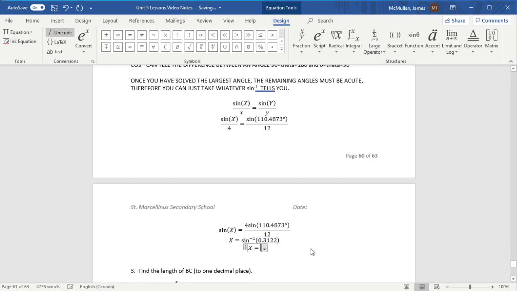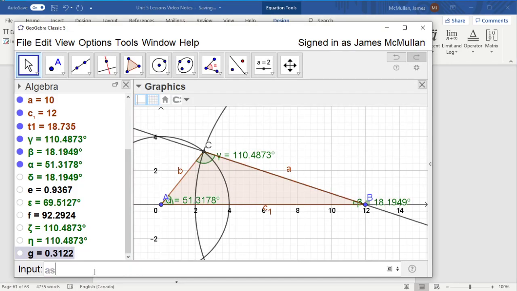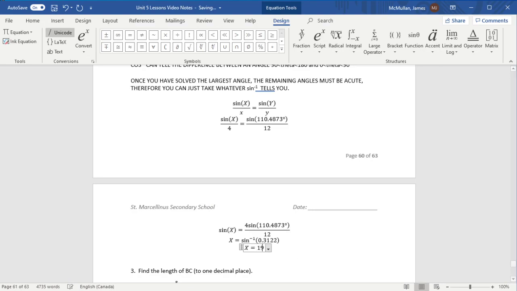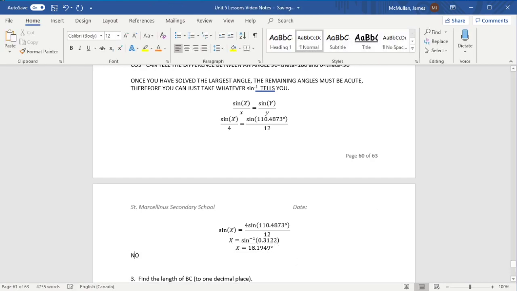Now, when you inverse sine, you get beta, right? So inverse sine of that, and we find out that beta is 18.1949. And there is no need to consider the Q2 answer since it cannot be obtuse.